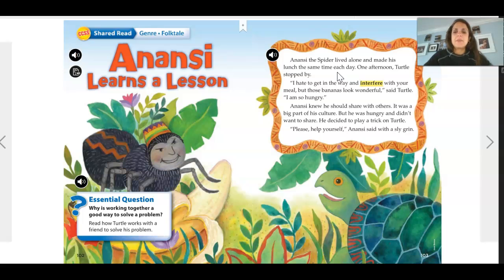Okay, I'm going to pause here because I'm thinking as a reader about features of a folktale. And I know that this might be a story that has been told over time from person to person or generation to generation. But I'm thinking about that lesson. Already I heard Anansi is going to play a trick on Turtle. And I know tricks are not very kind. So I'm thinking Anansi is going to learn a lesson. And I'm thinking about that essential question, why is working together a good way to solve a problem? It doesn't sound like Turtle and Anansi are going to be working together, but it does sound like there's going to be a problem. So let's read on.